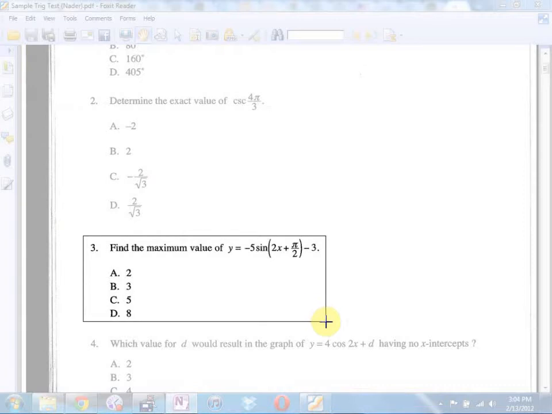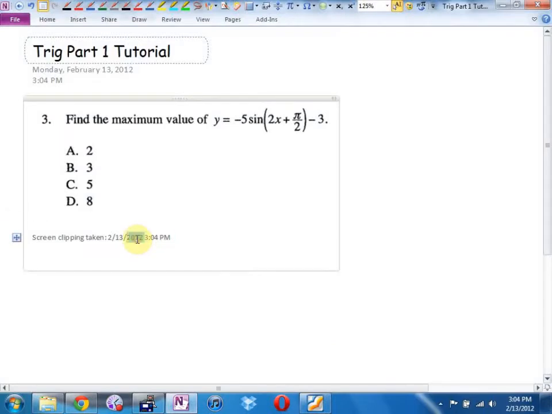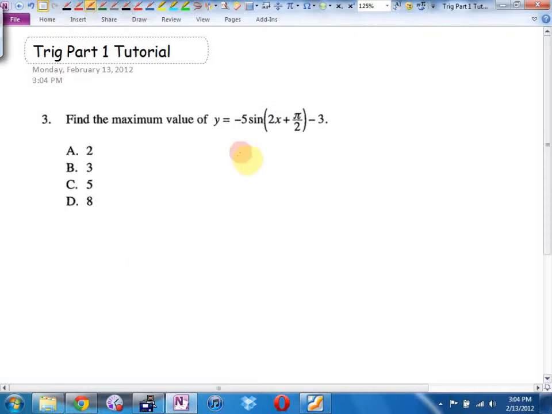I think I like this question, or I might ask you a range, which is similar, or a minimum value, but you're going to see something like this on your test. Okay. It says, find the maximum value of this. What they're really talking about is vertically, how high and how low. Dominique, I said vertical.